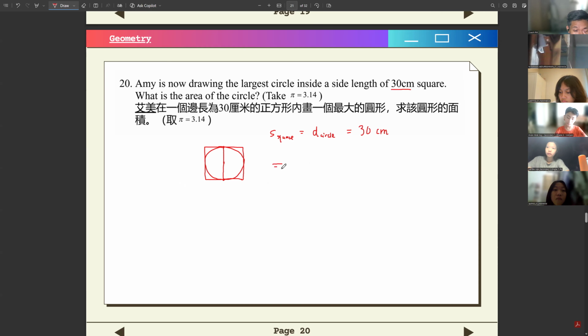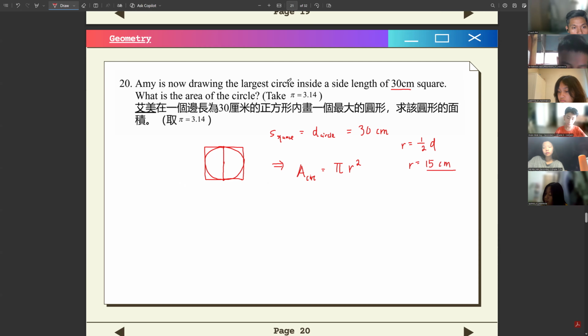So we just directly take, let's recall the formula for the area of a circle. It's just pi times r squared. In this case, what's our r? Our r is just half of the diameter, right? So that's equal to 15 centimeters. It's also given here. We take pi with 2 decimal places, so 3.14. Our r is 15.